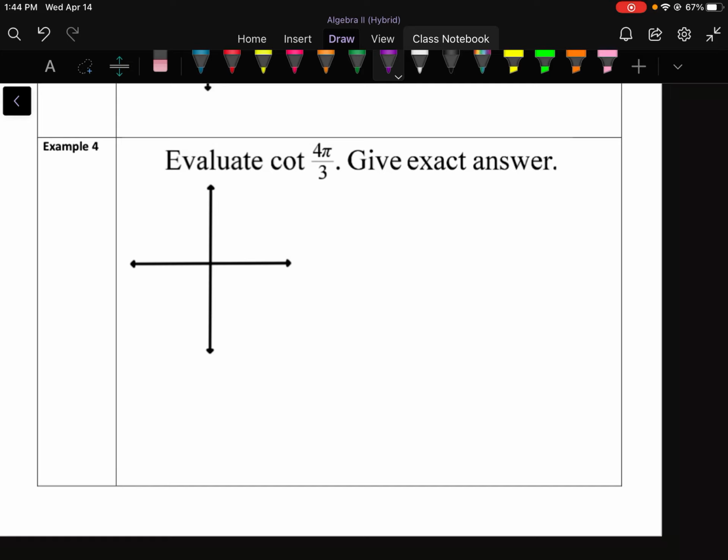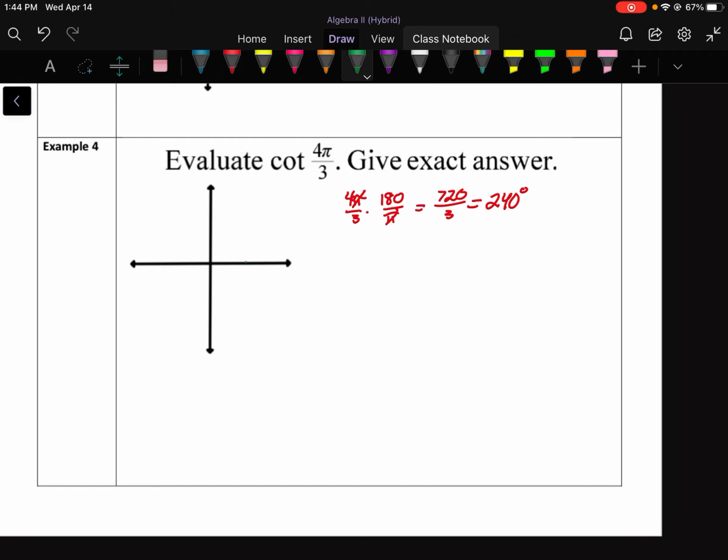So you get a radian like this. You want to first convert that to degrees. So 4 pi over 3 times 180 over pi. The pi's will cancel. Multiply straight across. You get 720 over 3, which reduces to 240. So that's the angle we're looking at using.